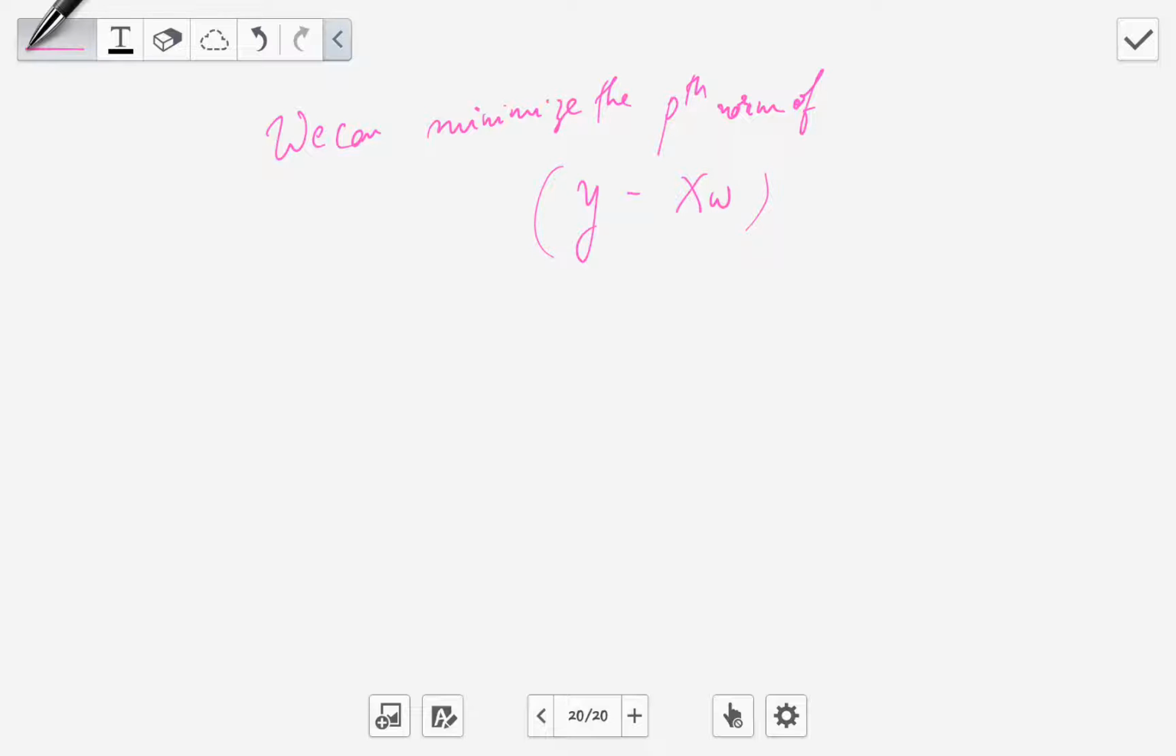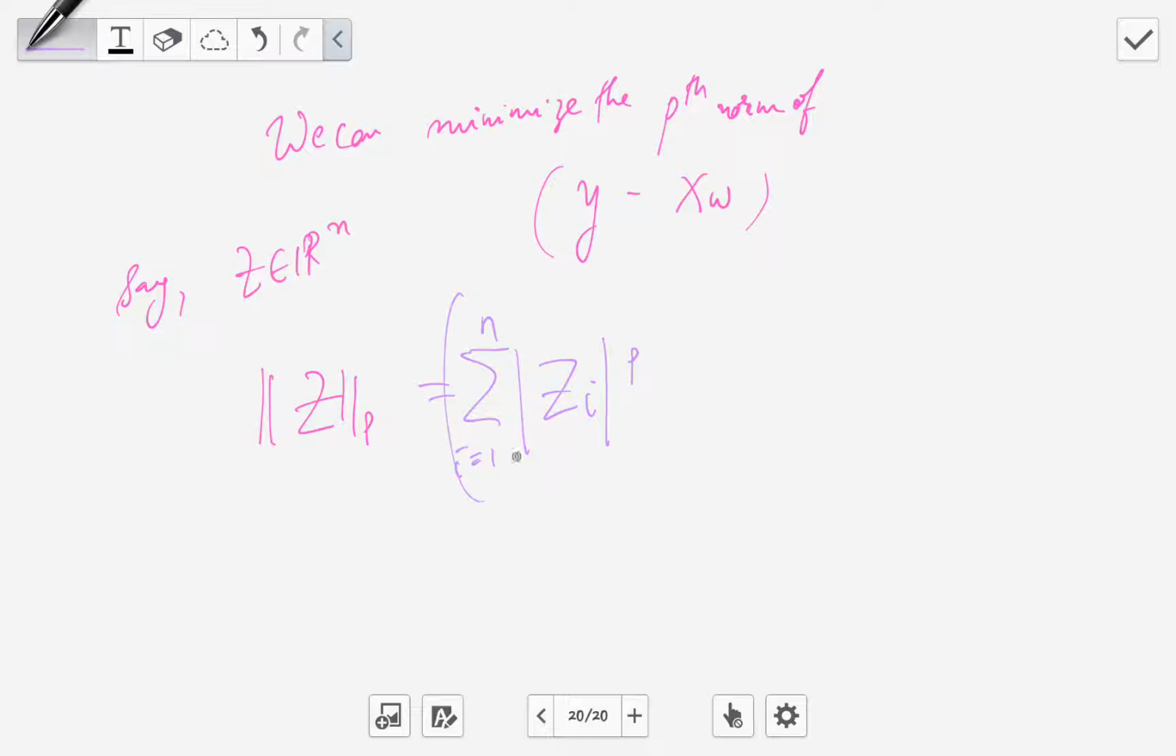Fine. What is the pth norm? Let us define the pth norm. The pth norm of z belonging to R^n, say z belongs to R^n, is defined as the sum over i equal to 1 to n of mod zi to the power p, whole power 1 by p.